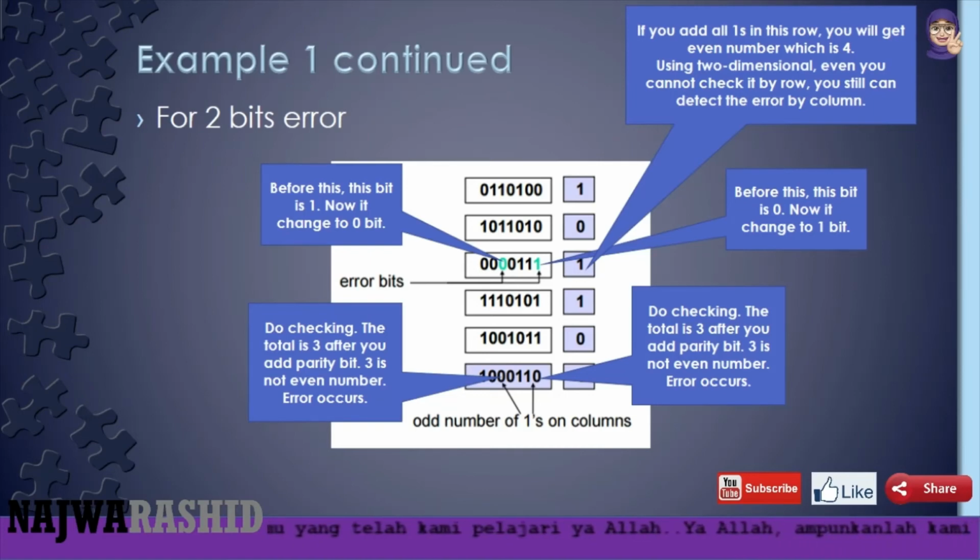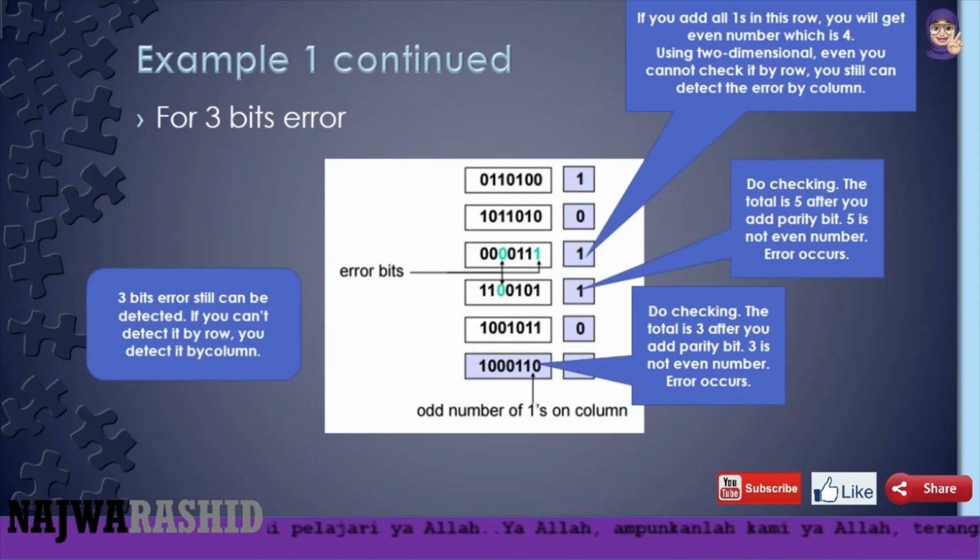How about 3-bit errors? So now we try for 3-bit errors. Okay, we change here, we change another here. Can we detect an error? So we try again. Okay, we do the row first. 1 plus 1 plus 1, 3, 3 plus 1, even. Then we check the column part. So 1 plus 1 plus 1, 3. So there is an error here.